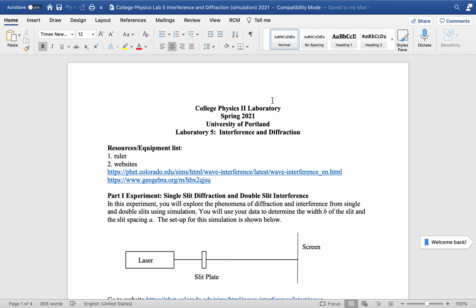Hey guys, this lab is about interference and diffraction. So, laboratory 5. The initial plan was this.